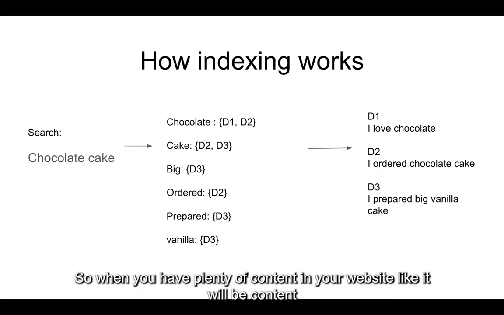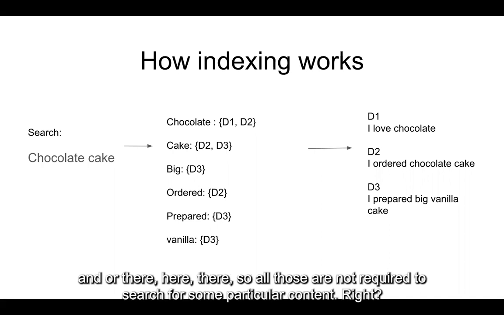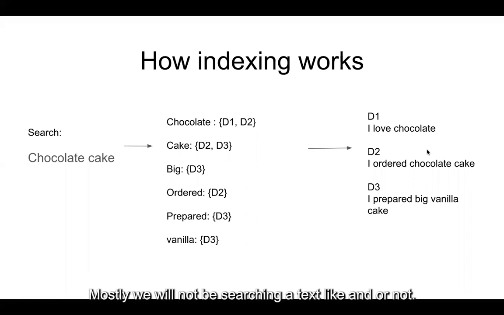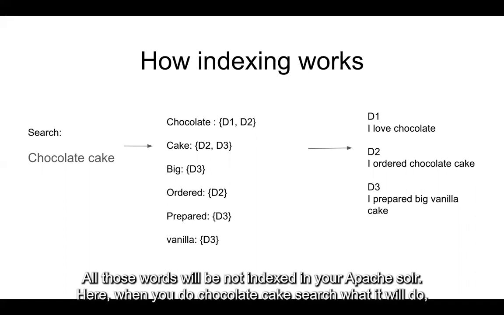When you have plenty of content in your website, it will contain words like and, or, there, here. All those are not required to search for particular content. When you want to search for chocolate, it will return all the chocolate content. Mostly we will not be searching for text like and or not. Those we call stop words. All those words will not be indexed in your Apache Solr.